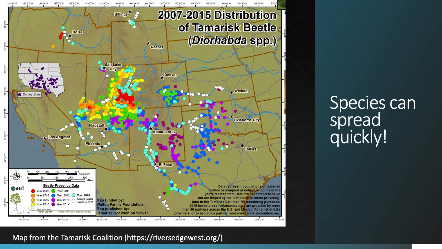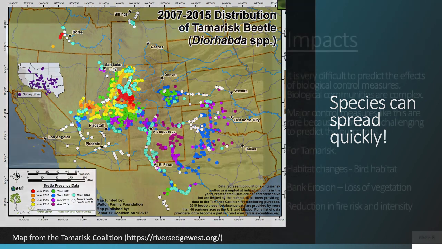This map from the Tamarisk Coalition shows a remarkable spread of the tamarisk beetle over time. The red dots are from 2007 and show where it was introduced near Grand Junction. The orange dots are from 2008 and 2009, the green dots are from 2011, and the purple dots are from 2013 and 2014. So in just 7 years, the beetle moved along all of these rivers throughout the southwestern U.S., and this rapid spread explains part of the reason that there's been such a major change in tamarisk populations in these areas over this time period.